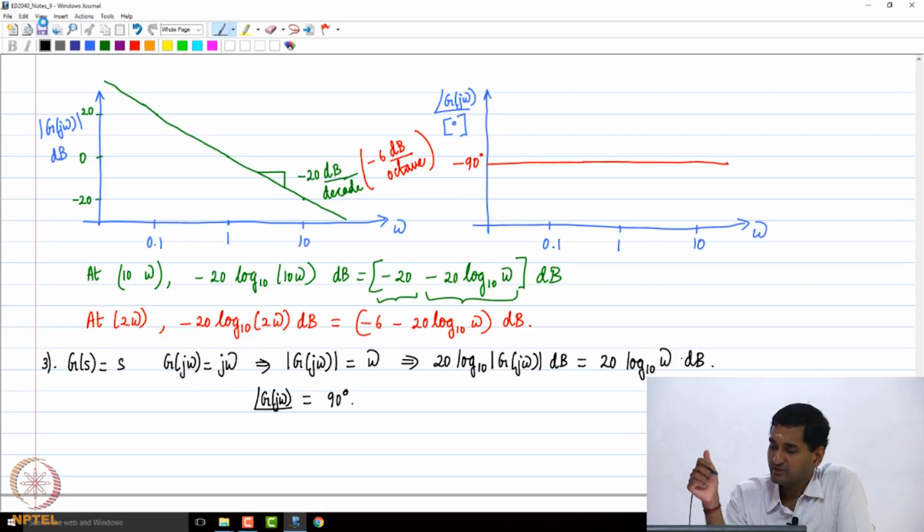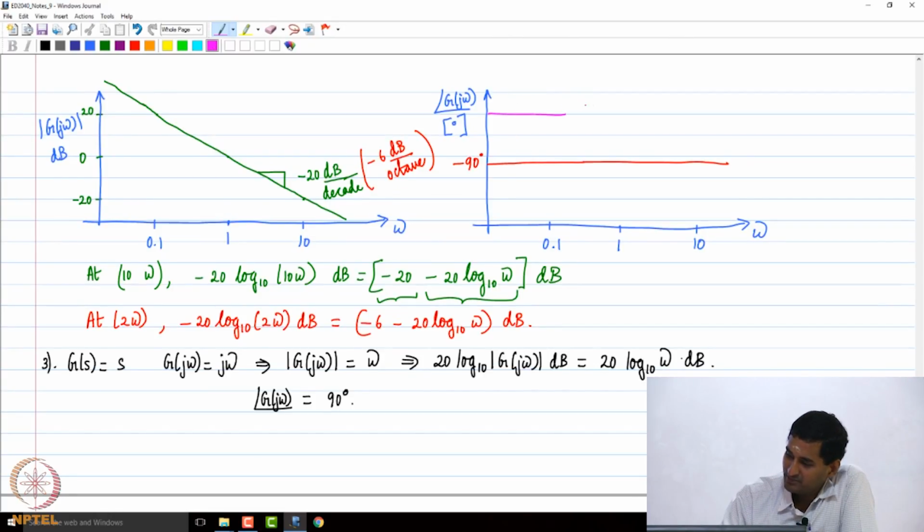So now you can immediately plot the magnitude plot and the phase plot. I am just going to draw on the same diagram. Okay, you kindly draw it in a different diagram. I am drawing it on the same diagram just to show you a point, right? So let's first draw the phase. The phase is going to be plus 90. So this is for the factor g of s is equal to s.